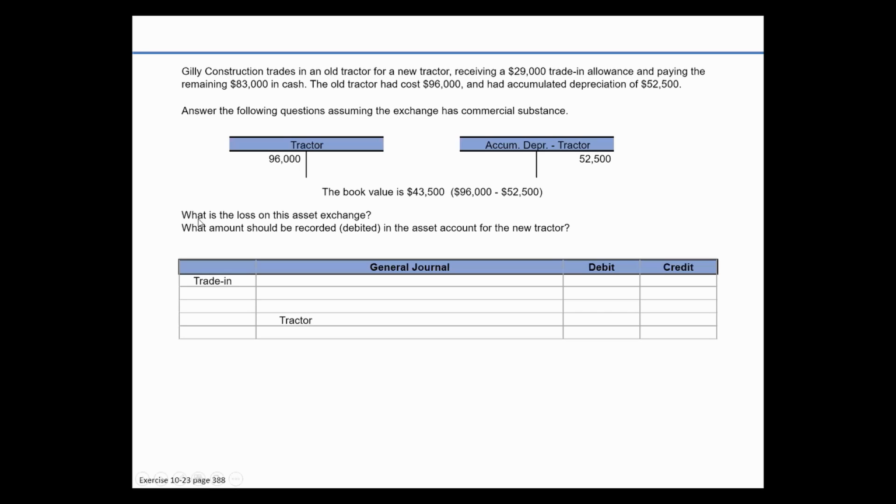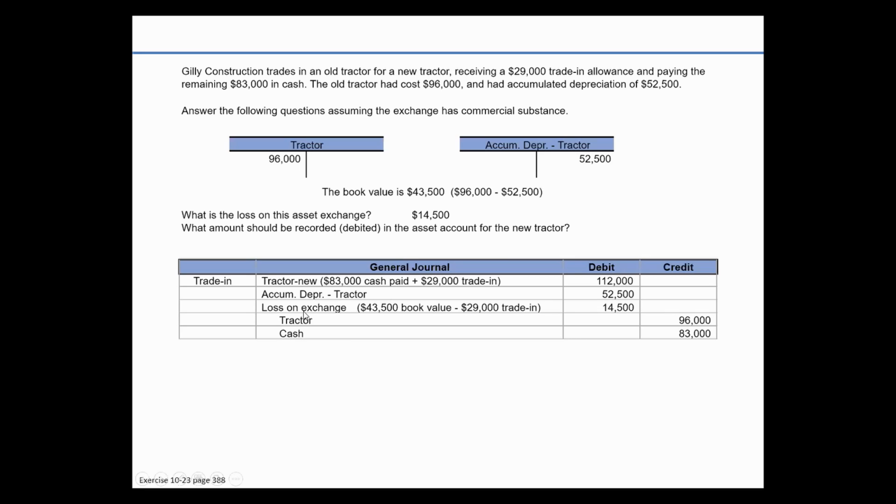So first of all, what is the loss on the asset, and then what is the total amount that is debited? So you would debit the new tractor. So you paid $83,000 in cash, and then plus the trade-in value. So the original tractor would have cost, if we would have paid cash for the entire thing, $112,000. And the accumulated depreciation on the old tractor was $52,500. We're going to debit that because initially we credited it, so we want to clear it out.